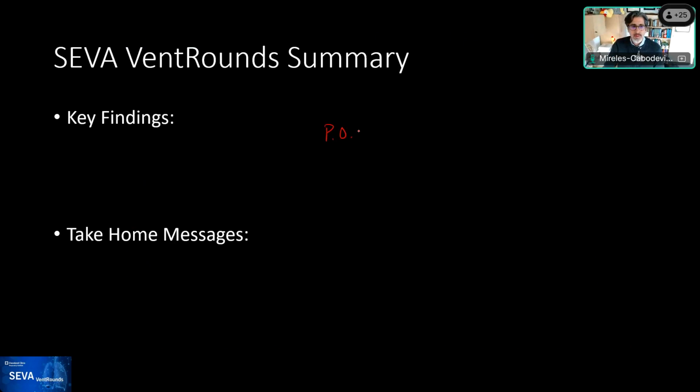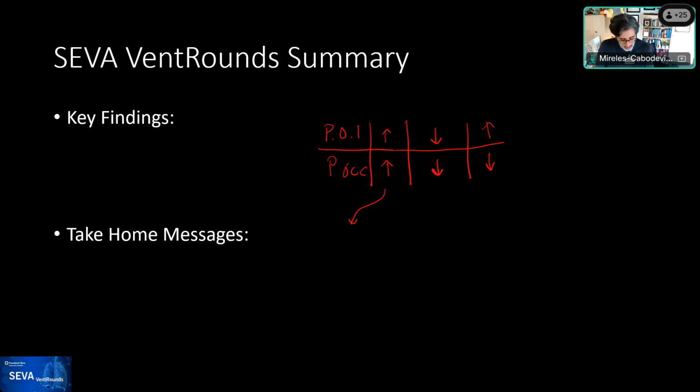So you have the point P0.1, right? And you have your POC. And then there are 3 potential combinations here that I'm going to highlight. A P0.1 that's elevated and a POC that's elevated, a P0.1 that's low and a POC that's low, and a P0.1 that's elevated and a POC that's low. So walk me through the causes for P0.1 high and POC high.